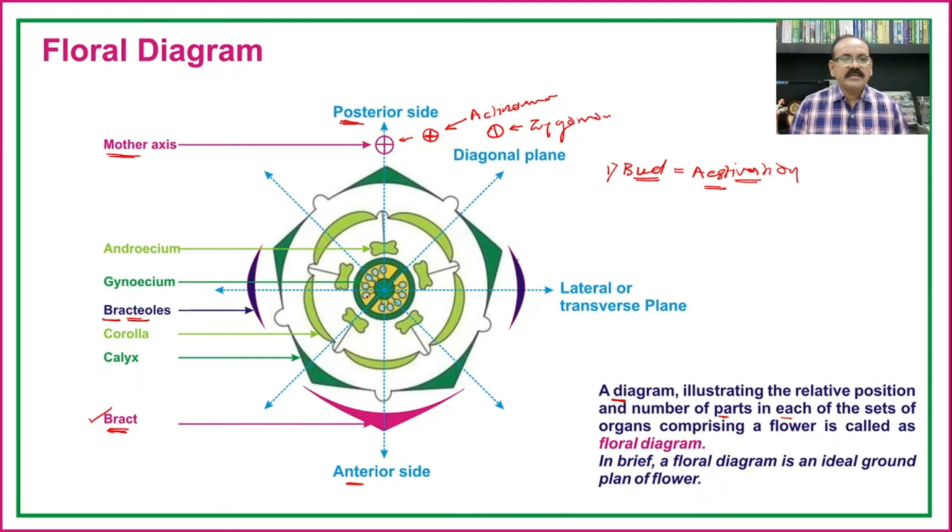Then on the inner side of the bracteole, there is the presence of calyx, and to draw the calyx we have to see the number of sepals, then estivation, and whether they are free or fused. These different characters are required to draw in the floral diagram.